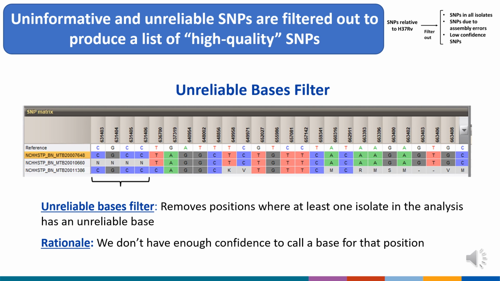There's also a filter for unreliable bases. This removes positions where at least one isolate in the analysis has an unreliable base. The base gets called as unreliable because the quality scores are low for that position. So we basically just don't have enough confidence to call a base for that position.